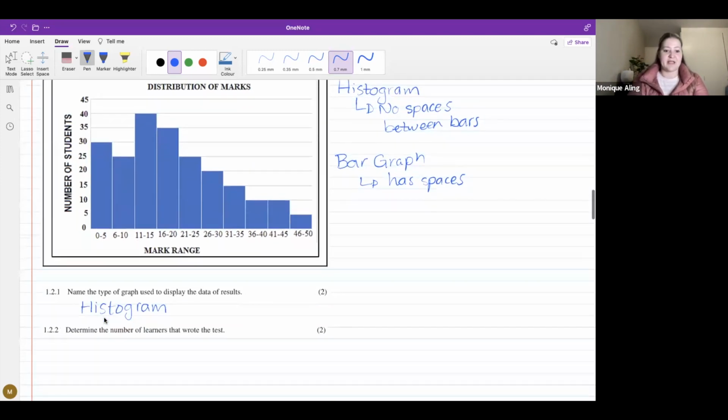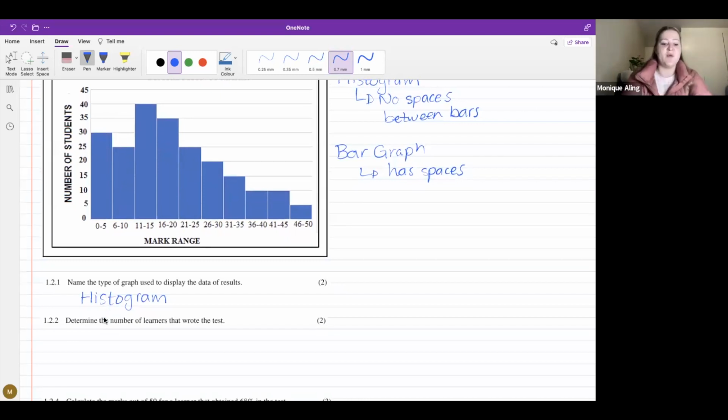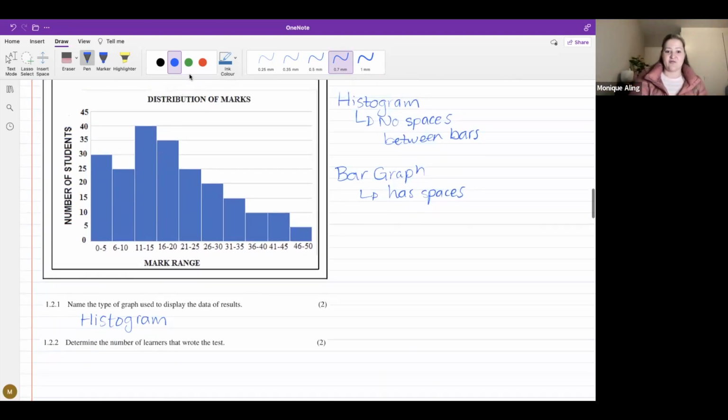Okay. Then 1.2.2, determine the number of learners that wrote the test. Okay, so if we have a look at the graph, we can see that 30 learners scored between 0 and 5. Then we had 25 learners that scored between 6 and 10, etc. So using that clue, I'm going to ask you to determine the total number of learners that wrote this test.